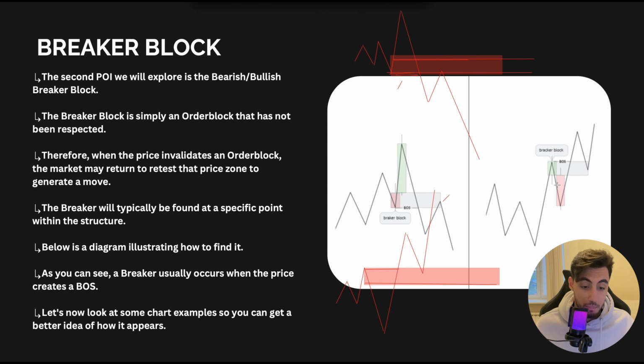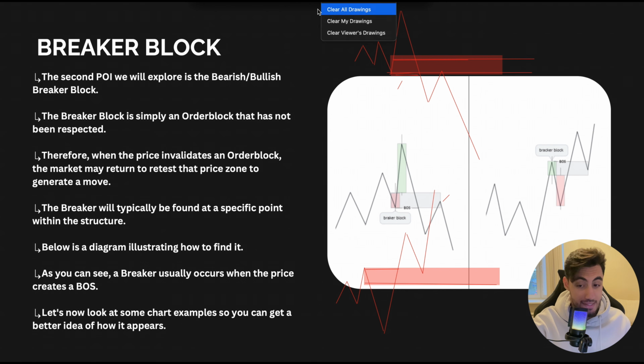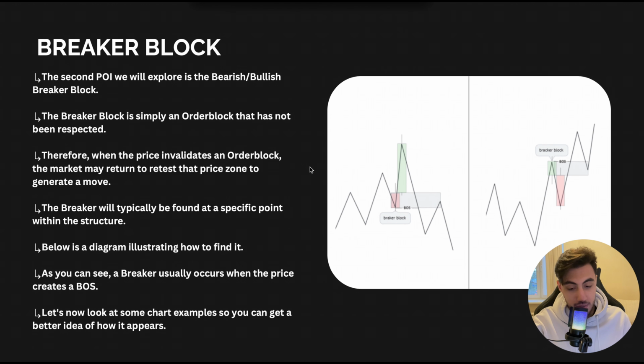Again, we had a bearish order block here, price didn't respect it, created a break of market structure to the upside, and tapped to this area and went up. As you can see, a breaker block usually forms when the price creates a break of market structure. Okay, so now let's dive into some examples of a breaker block.